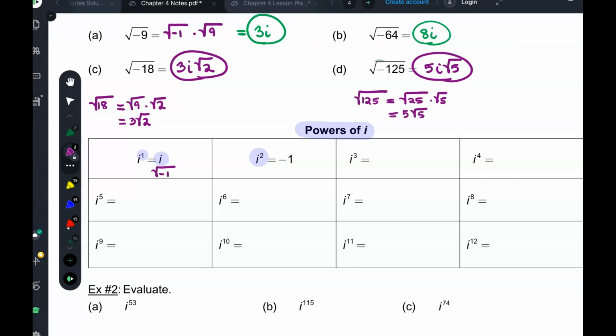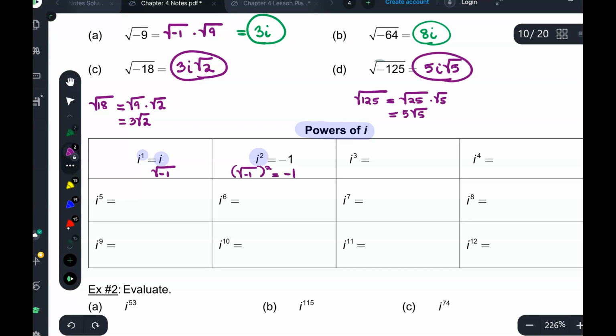So if I have the square root of negative 1 and then I square it, remember the square root and the square cancel each other out, right? These are inverse functions. And so I'm just left with what I had underneath. So that's how I get negative 1. So i squared is always going to be equal to negative 1.